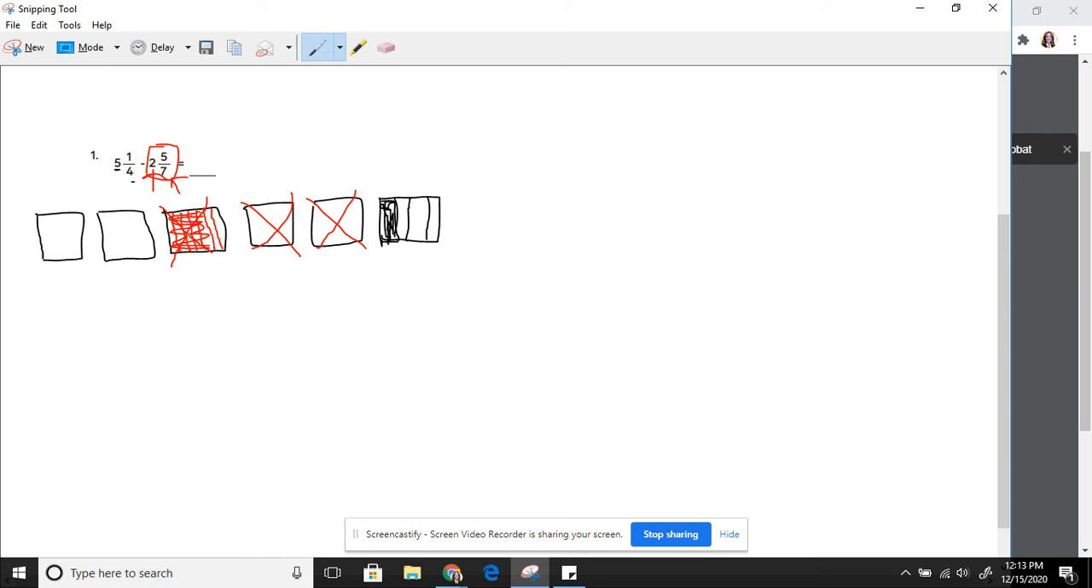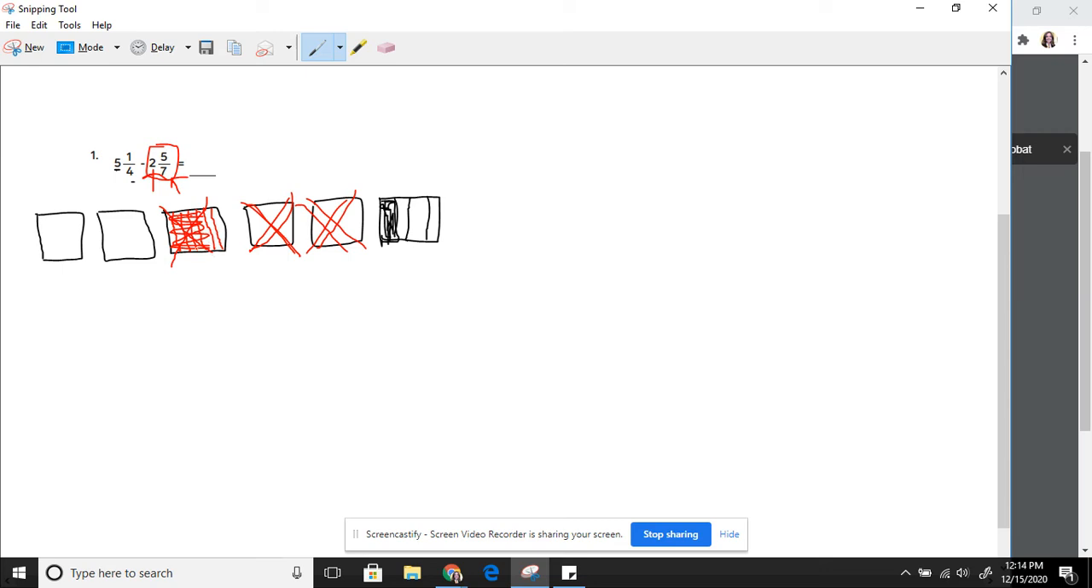So let's just recap. I drew out my first mixed number, 5 1/4. Here's a whole, 1 whole, 2 wholes, 3 wholes, 4 wholes, 5 wholes, and a 4th. And then what I did is I looked at my second mixed number and I took away the 2 wholes by crossing them out right here. 1, 2.